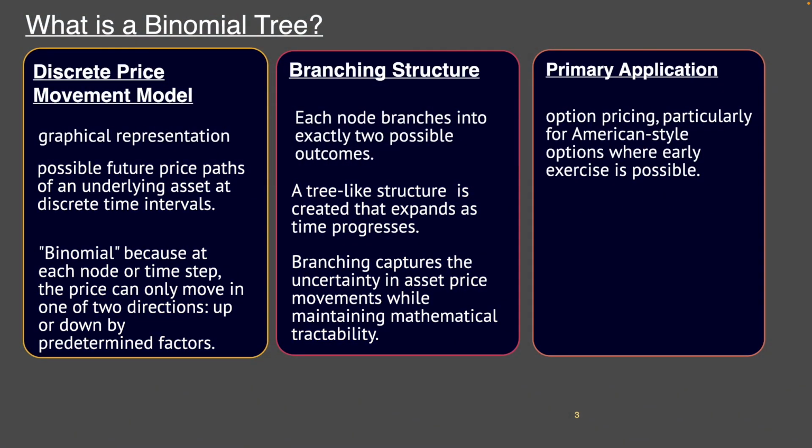So what is the primary application? The primary application of the binomial tree is option pricing. See, options are basically of two types, as we know, American style and European style. But the binomial tree is basically used for American style, where early exercise of the option is possible. We know that in a European style option, the option can only be exercised at the closure of the time of the contract.